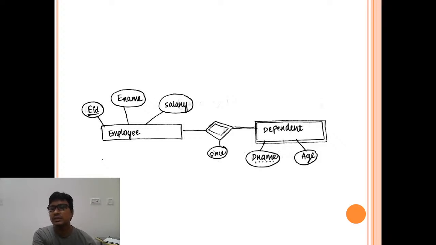Can anyone tell me which attribute will act as a primary key in the dependent after making it into a table? Can anyone answer this query? Let's see how many members can answer. I'll wait for one minute. I want everyone's response. Don't worry whether your answer is right or wrong. Employee ID. Only employee ID.